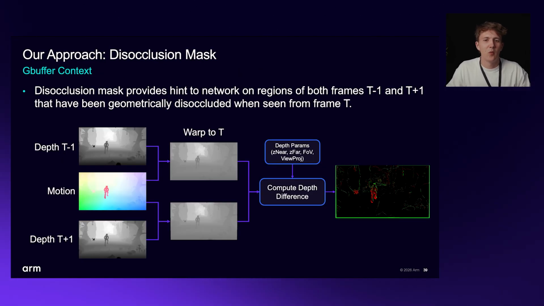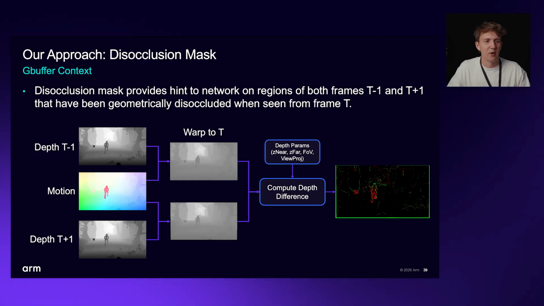So the first bit of useful context that we might give is a disocclusion mask, and this shows parts of the candidate frame that are invalid due to disocclusions. We only do this for motion vectors, not optical flow candidate frames, because motion vectors relate to geometry and therefore are aligned with the depth of motion anyway.